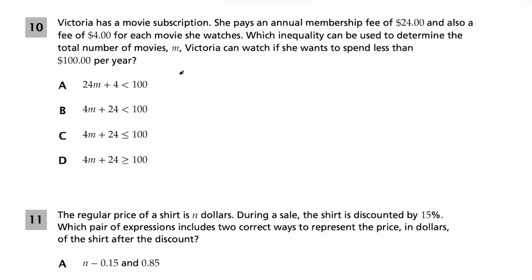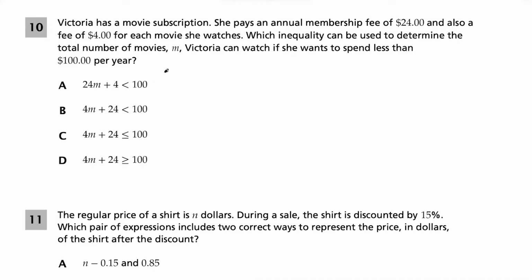Question 10. Victoria has a movie subscription. She pays an annual membership fee of $24 and a fee of $4 for each movie she watches. Which inequality can be used to determine the total number of movies M Victoria can watch if she wants to spend less than $100 per year?